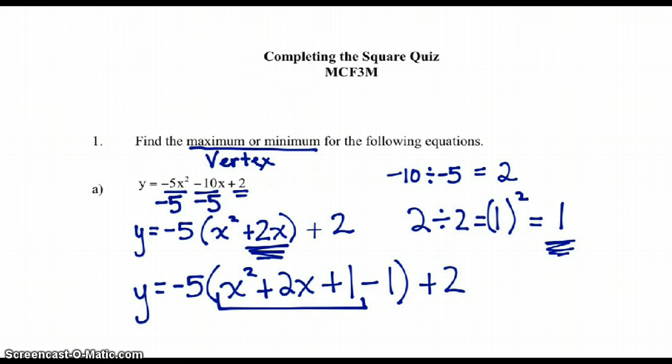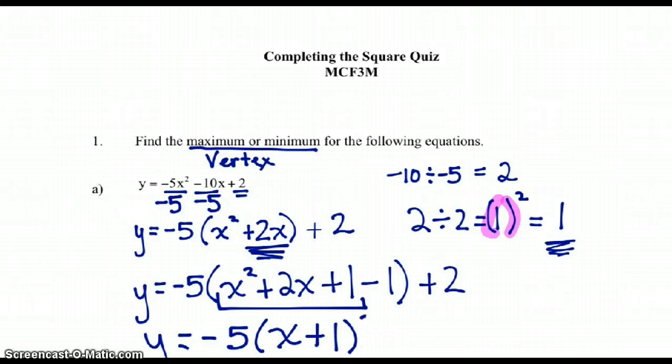So this perfect square trinomial needs to be factored. And you say, well, what times what gives me 1? The answer is always the one that's in the bracket up here. So here you're just going to rewrite y equals -5 bracket x plus 1, and you have 2 factors of x plus 1. That's why it's to the power of 2.